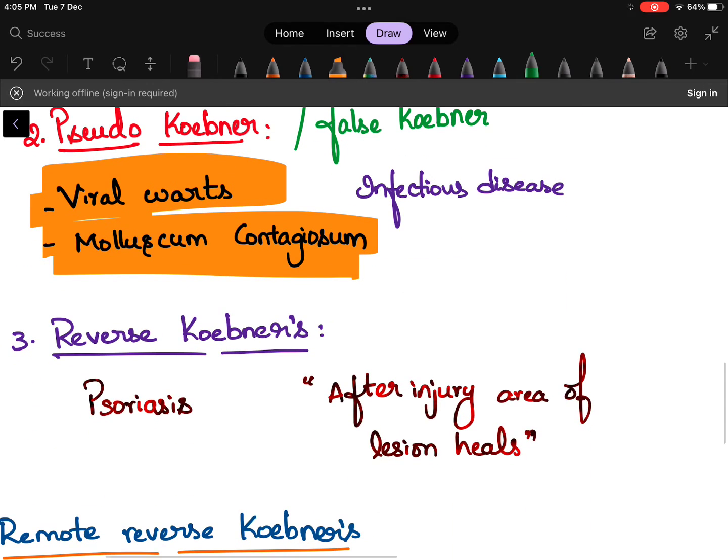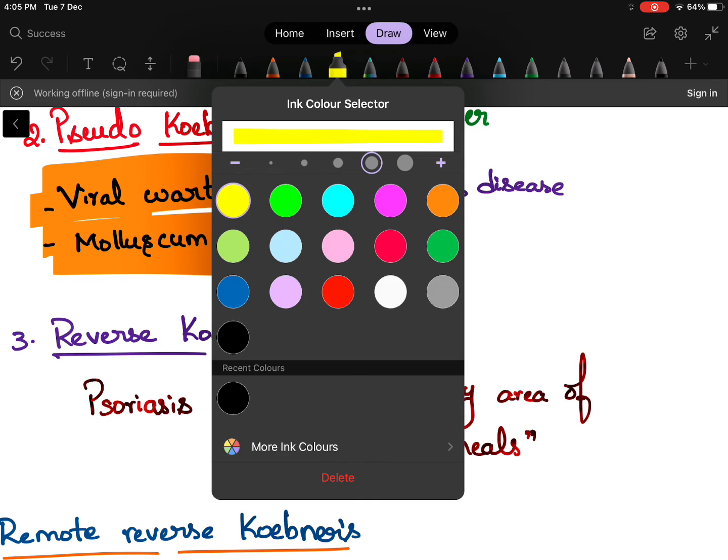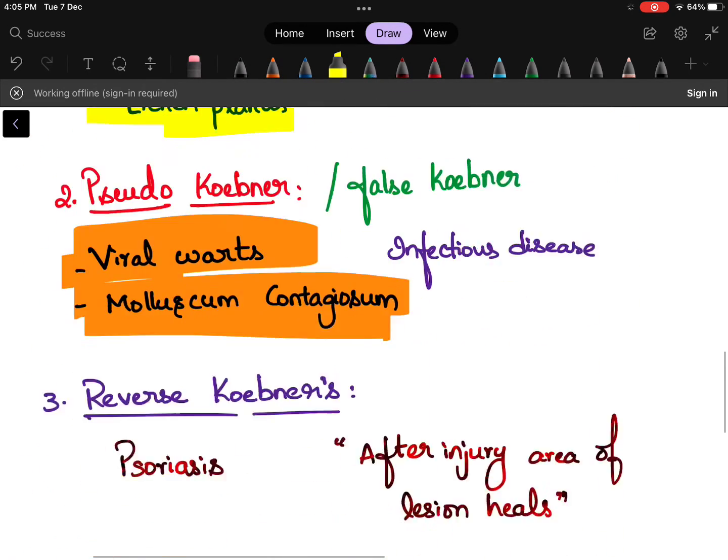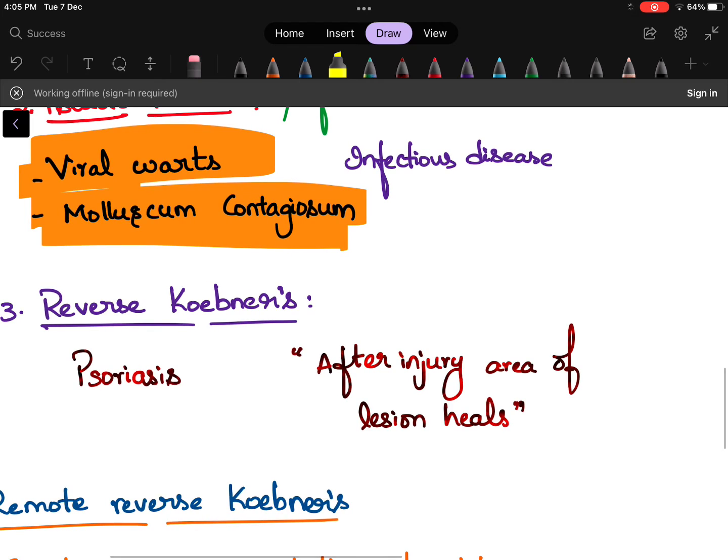Next, what is reverse Koebner? We have now understood that Koebner means something that should appear after a trauma and should resemble the original lesion. But in this condition, we are making an injury, but the lesions originally present there are healing instead of growing. After the injury, the area of lesion heals. This is known as reverse Koebner. This condition is seen in psoriatic conditions. You may get confused that in psoriatic conditions you see true Koebner's as well as reverse Koebner's. Anything may occur depending upon the individual.